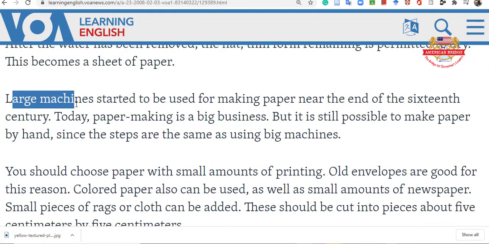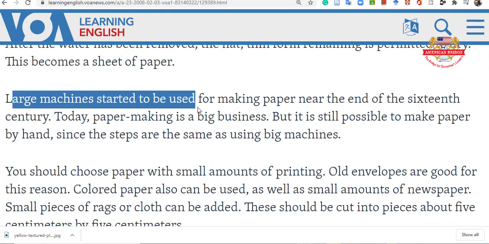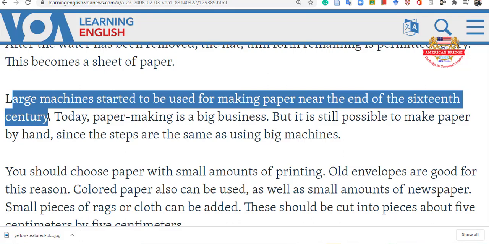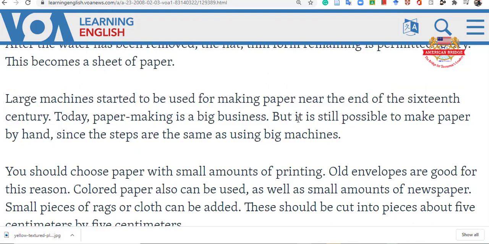A light machine started to be used for making paper near the end of the 16th century. So 16th century. Now we are in the 21st century. So it's a long time ago. So today, paper making is a big business, but it is still possible to make paper by hand, since the steps are the same as using a big machine. Okay.